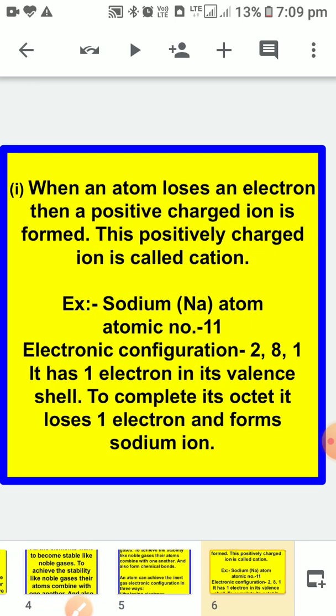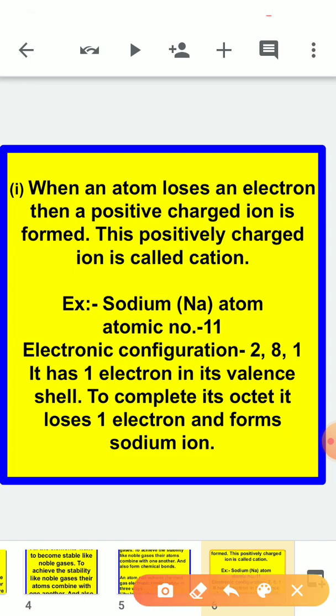Now the first case, how they are losing electrons. When an atom loses an electron, then a positively charged ion is formed. Whenever an atom is losing an electron, then only positive charge is forming. And this positively charged ion is called cation. So what is a cation? A cation is a positively charged ion.